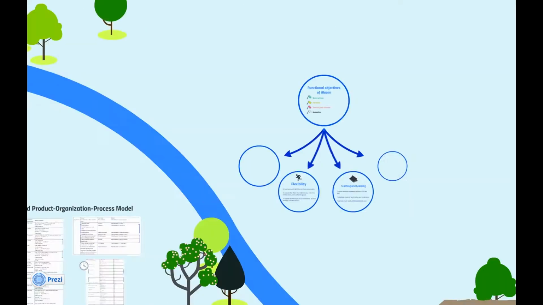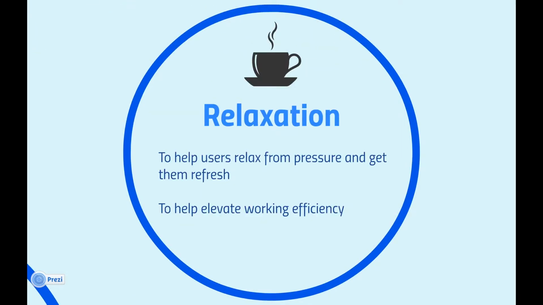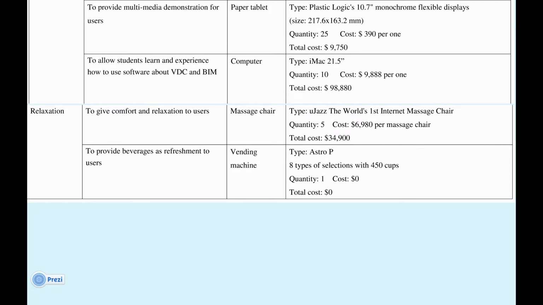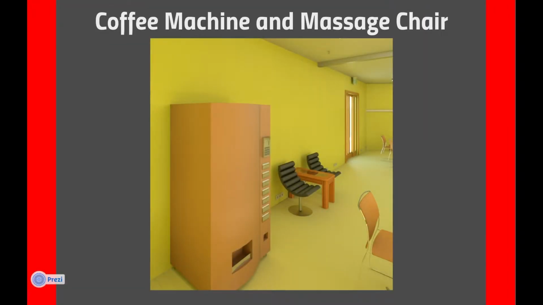So here comes relaxation, which is another important component of our theme of iRoom, reflexibility. Relaxing from stress and pressure is very important to us because stress can have a negative impact on our mood, health, and working efficiency. So 5 massage chairs and a vending machine will be in iRoom to provide relaxation to users. And this is the 3D model of the coffee machine and massage chairs in iRoom.